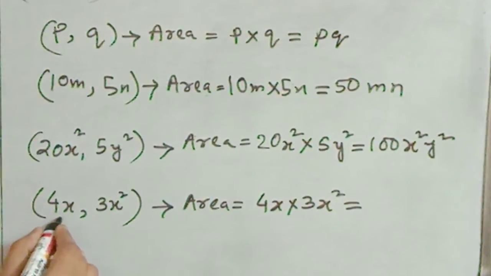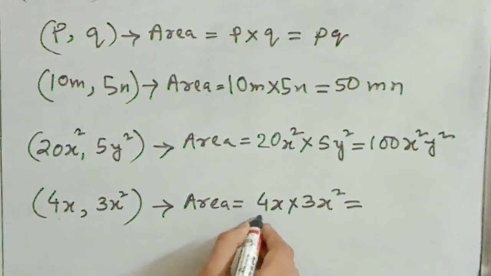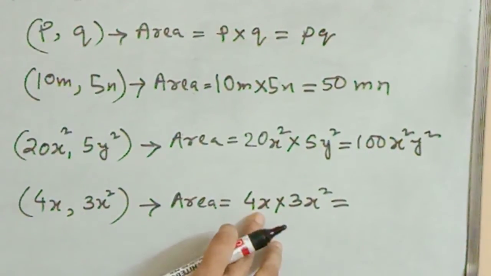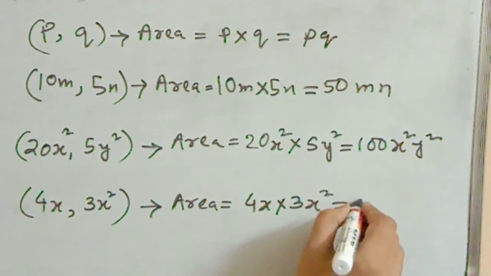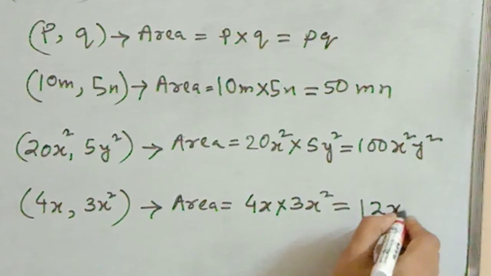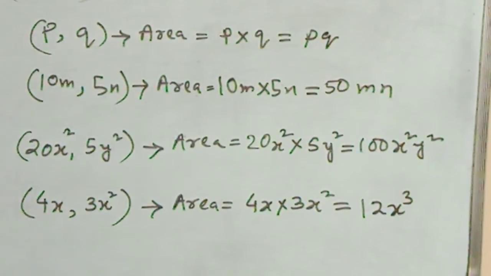Next one is 4x and 3x square. So this is length and this is breadth. Area is length into breadth: 4x into 3x square. 4 threes are 12. x square and x to the power 1, that means powers should be added. This is 12x cube.